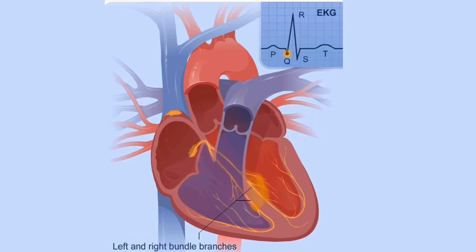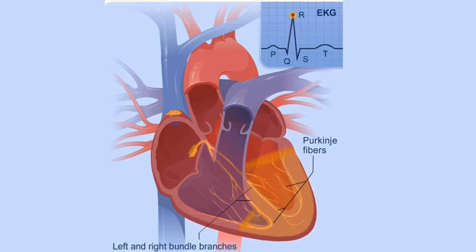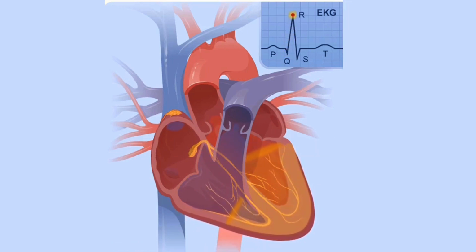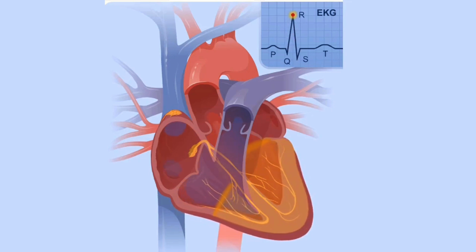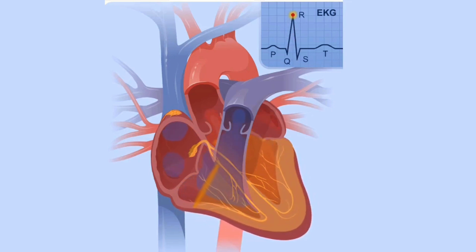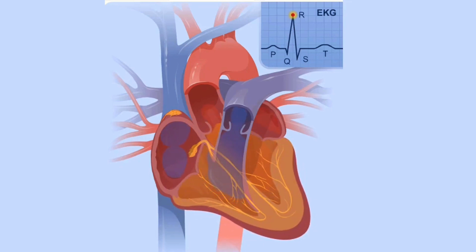The signal leaves the left and right bundle branches through the Purkinje fibers that connect directly to the cells in the walls of your heart's ventricles. The signal spreads quickly across your heart's ventricles. As the signal spreads across the cells of the ventricle walls, both ventricles contract, but not at exactly the same moment. The left ventricle of your heart contracts an instant before the right ventricle. On an EKG, the R wave marks the contraction of your heart's left ventricle. The S wave marks the contraction of your heart's right ventricle.